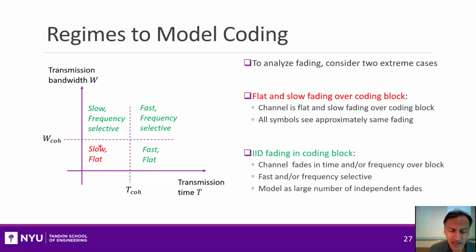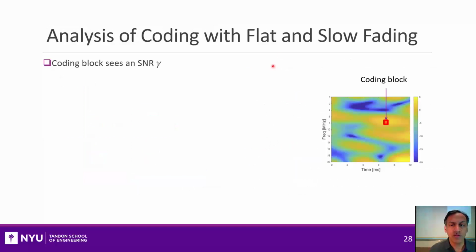The second case I'm going to analyze, which I've drawn in these green squares here, is the other extreme, where it's either so wide in frequency or so long in time, either or both, that you could think of the channel as having many independent fades across that fading block. The specific mathematical model we'll call IID fading in that block. So let's start with the first, easy to analyze, which is the case of flat and slow fading.